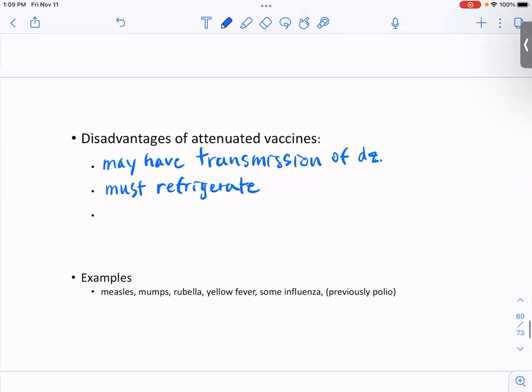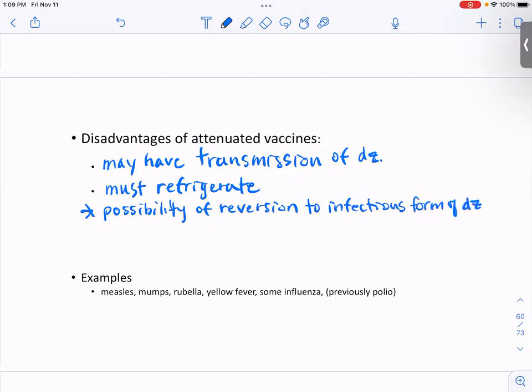But really the biggest thing here is that there is the possibility, even though it's very rare, of a reversion to the infectious form of the disease. An example of when that happened was with the polio virus.